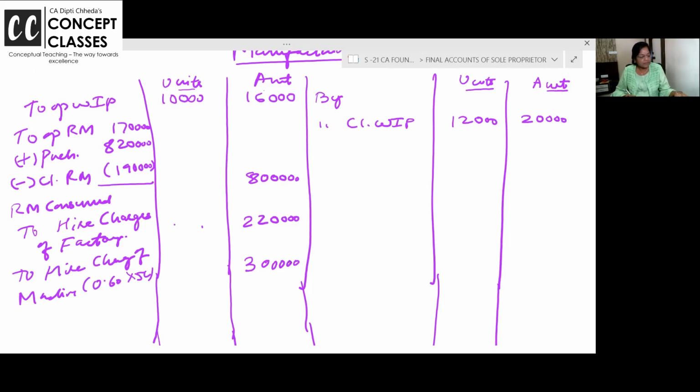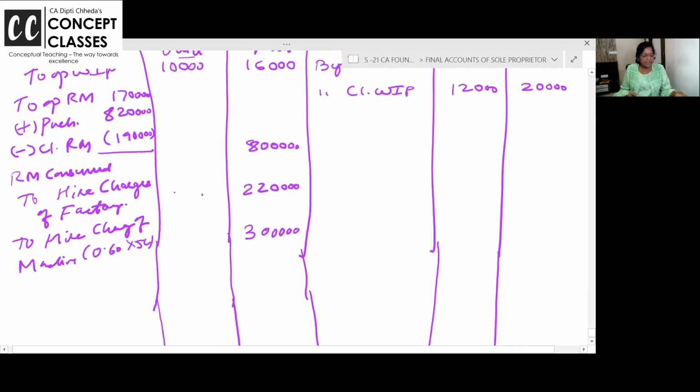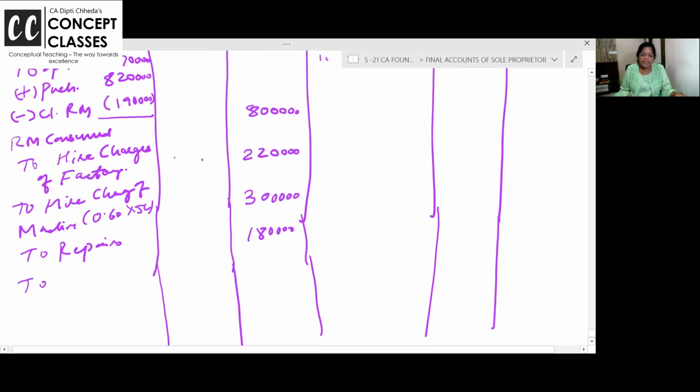Next, repairs are there. 2 repairs. Repairing expenses are 1,80,000. And one I missed. Direct wages are there.